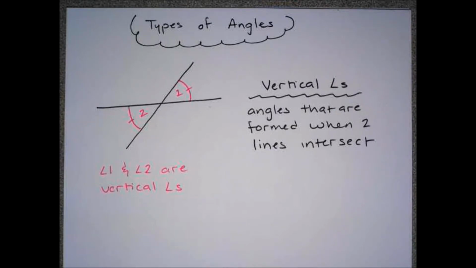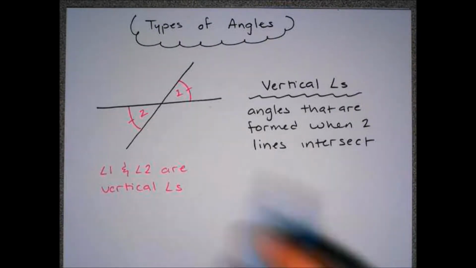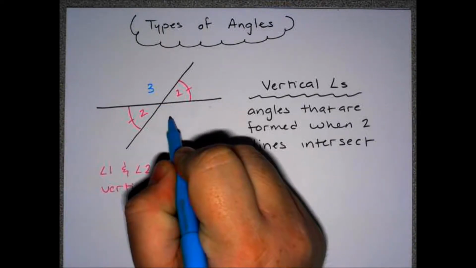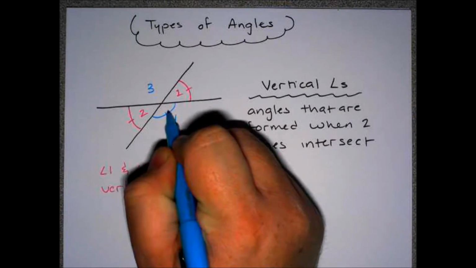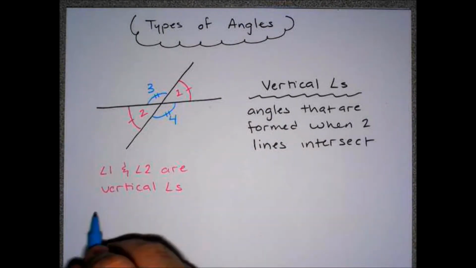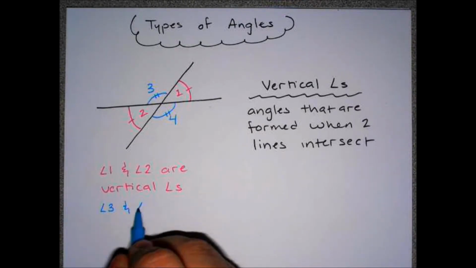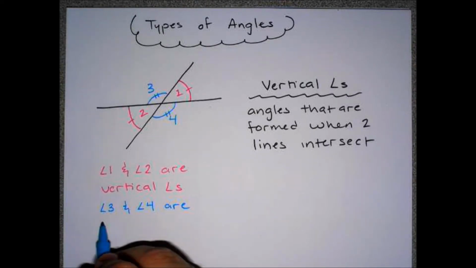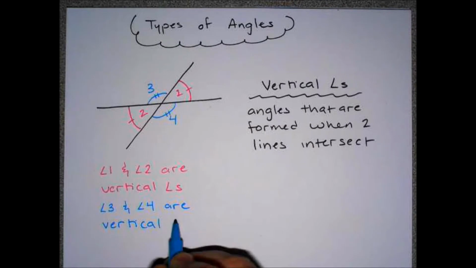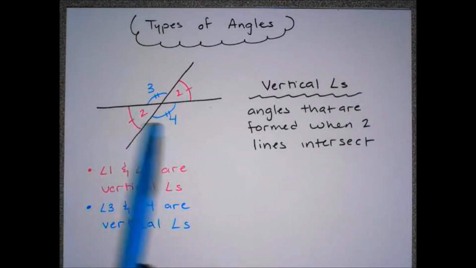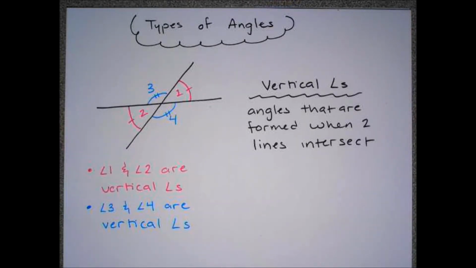Now, if you look here, there's also two other vertical angles that we haven't identified. It's these two right here. So you could say that angle 3 and 4 are also vertical angles. What you can't say is something like 2 and 4 are vertical angles. They're not opposite of each other. 3 and 1 are not vertical angles. They're not opposite of each other. But 1 and 2 are opposite of each other, and 3 and 4 are opposite of each other.